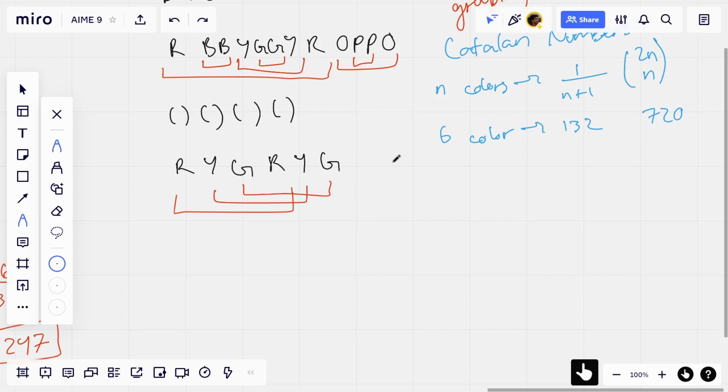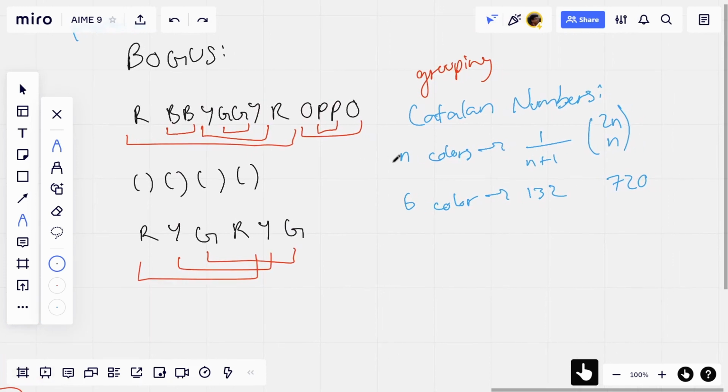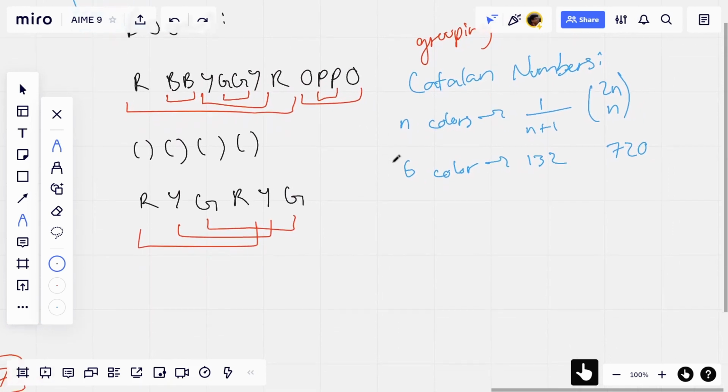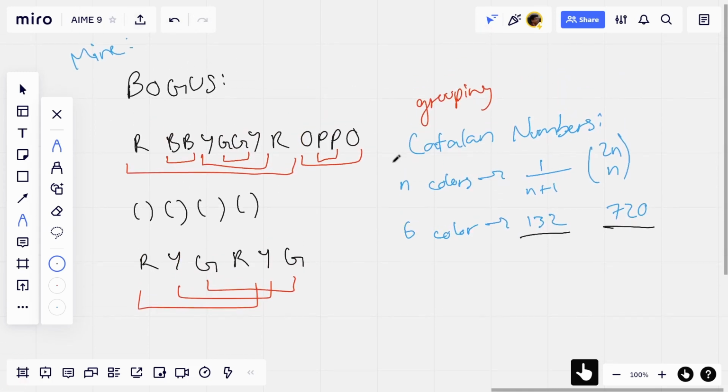Okay, so in other words, my Catalan example doesn't work. There are many arrangements which can include intersecting groupings, and that's why we're getting a much lower number. And this especially scales up for 6 colors, as we can clearly tell. So this is no Catalan analog.